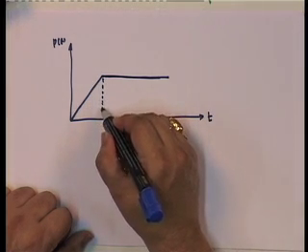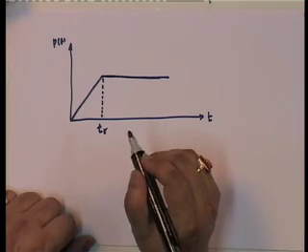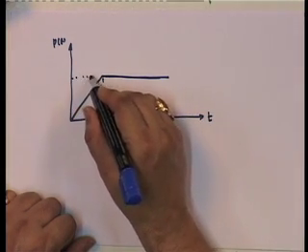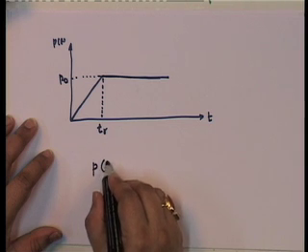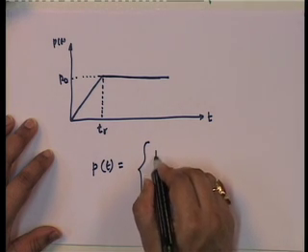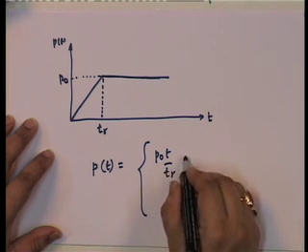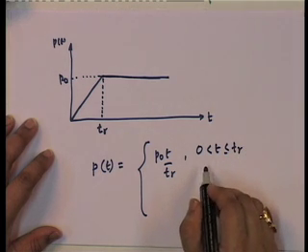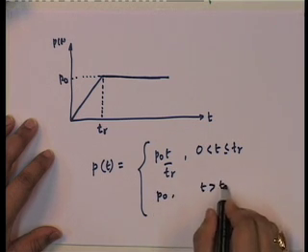And this I will call T r. And this one will be P naught, and therefore P of t can be written as P naught t upon T r for 0 less than t less than T r, and it is equal to P naught for t greater than T r.